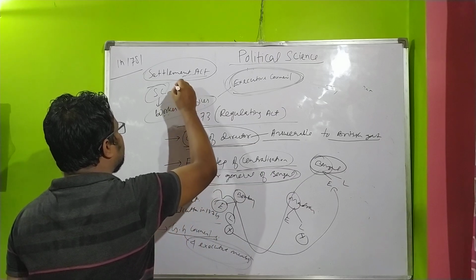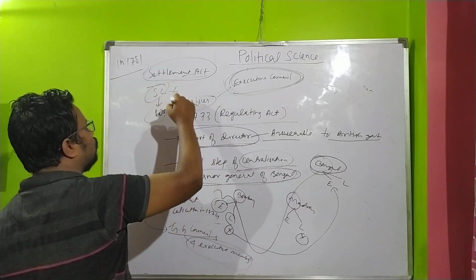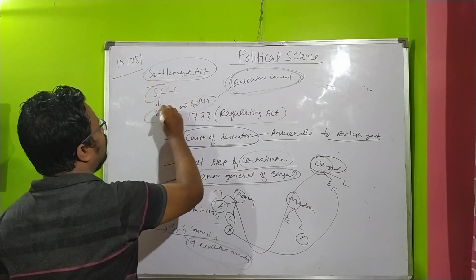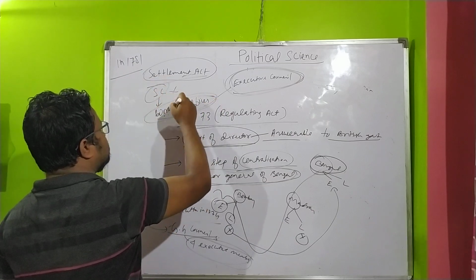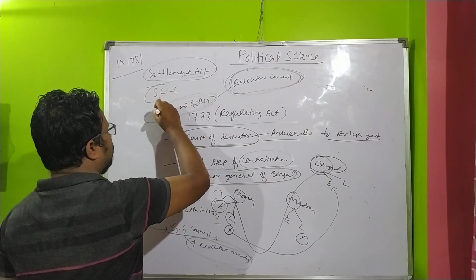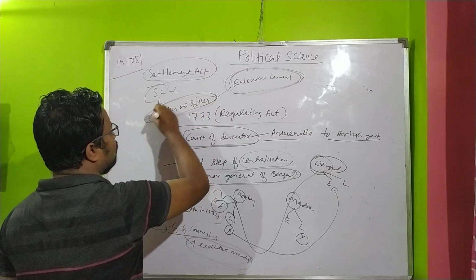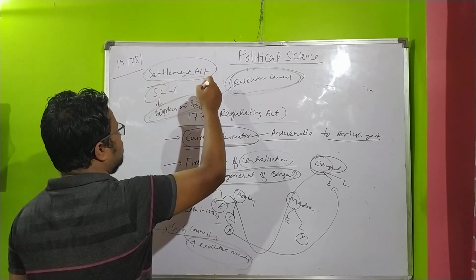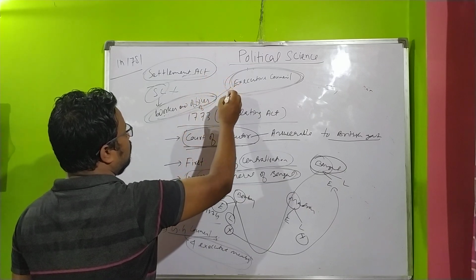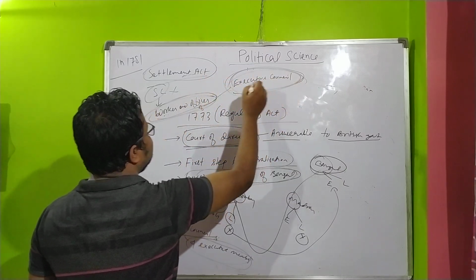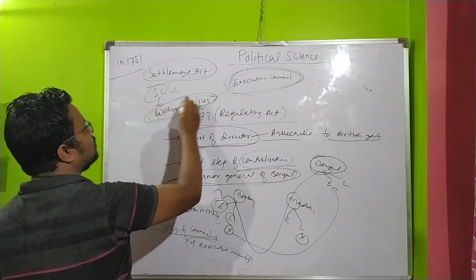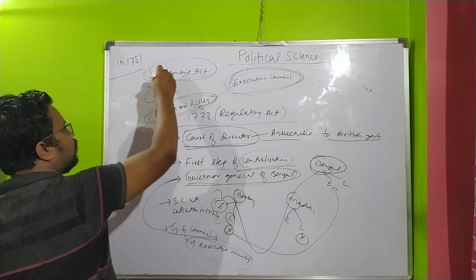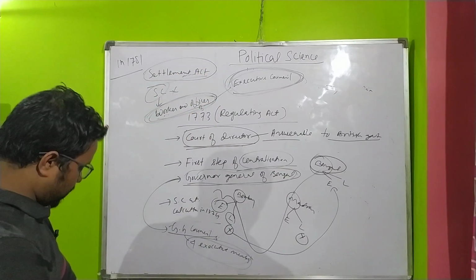According to this Settlement Act, the Supreme Court was asked not to control the workers and officers. The control of the workers and officers of the East India Company was given only to the Executive Council, not the Supreme Court.